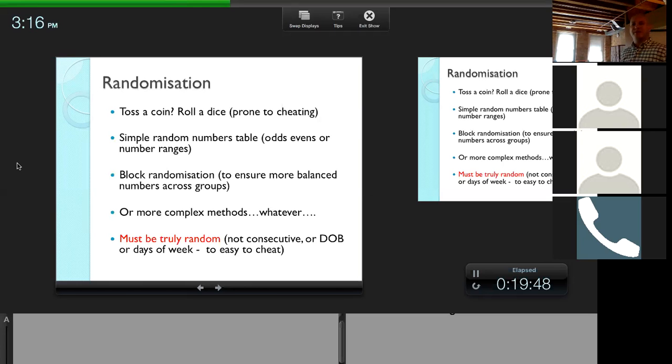And there are more complex methods you can use, but the point is, it must be truly random. You must be confident when you're looking at a trial that their process of randomization was random. And there's lots of pseudo-random things people try that aren't random at all, really. And you want to watch out for those.